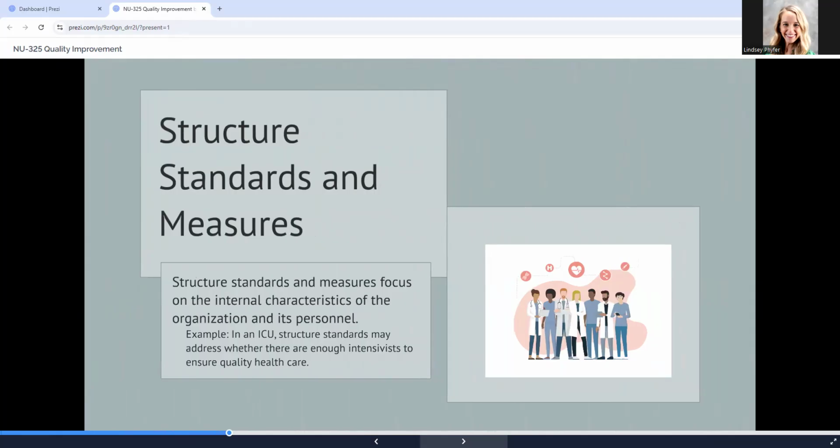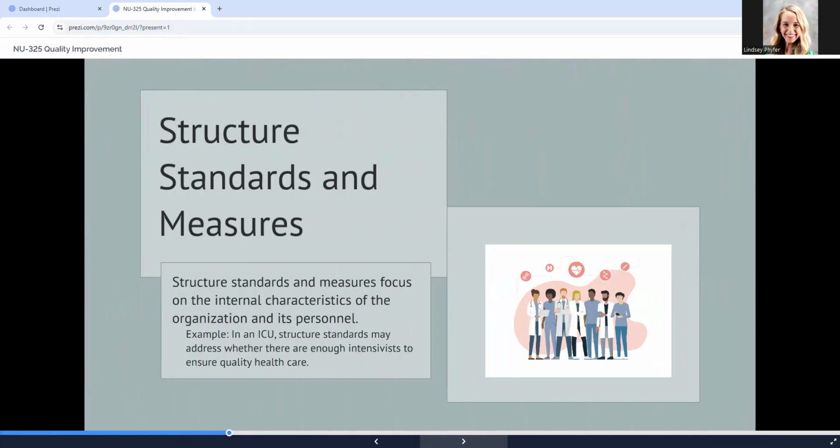So first, let's talk about structure, standards, and measures. So structure, standards, and measures focus on the internal characteristics of the organization and its personnel. An example of this would be in an ICU, structure standards may address whether there are enough intensivists, or physicians that specialize in intensive care medicine, to ensure quality health care.